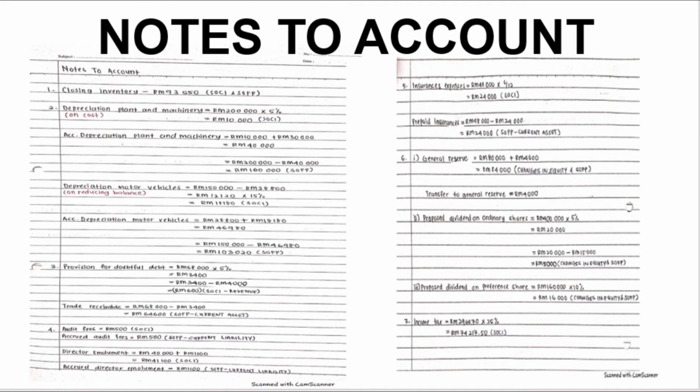Finally, note 7 is income tax rate is 25%. To calculate, 25% has to be multiplied with 296,870 from profit before tax in the statement of comprehensive income. To get the answer is 74,217.50 cents. To put the answer in the statement of comprehensive income.